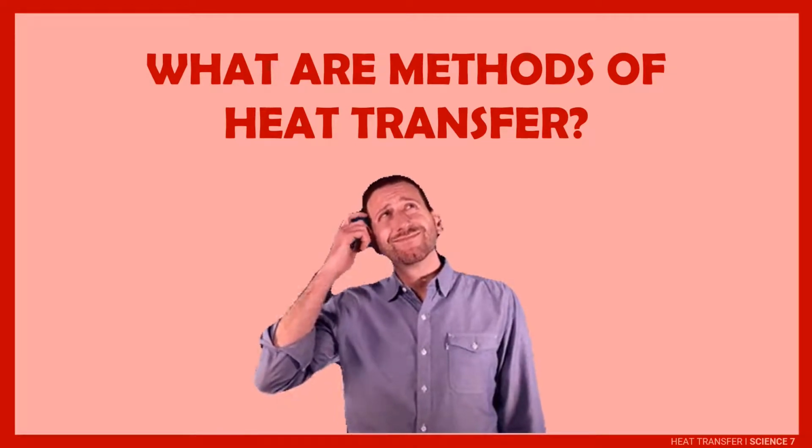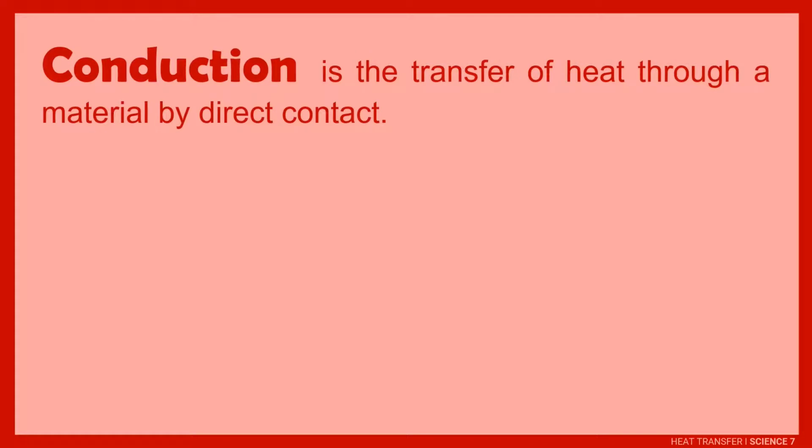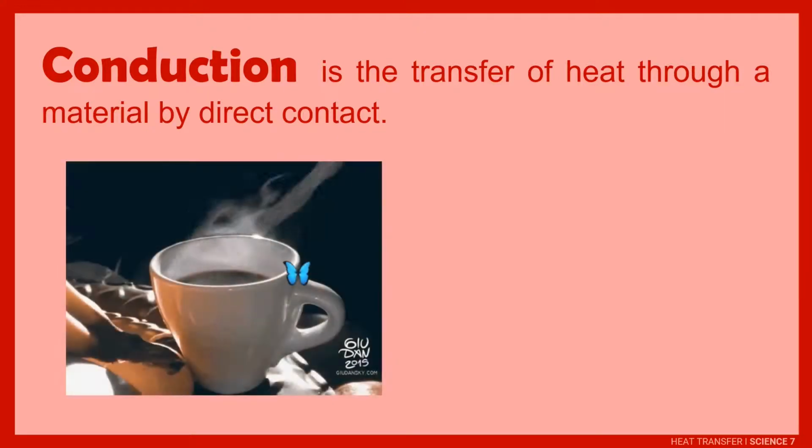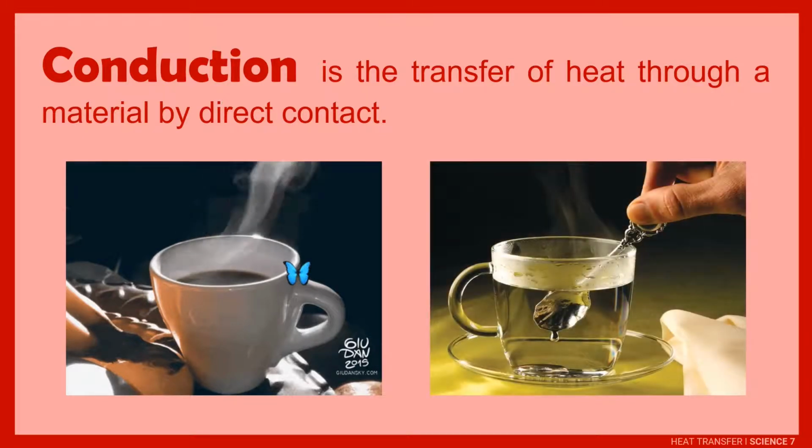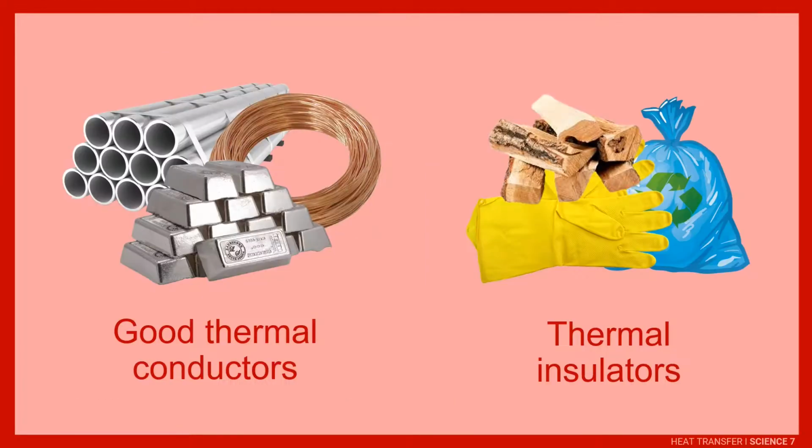The first one is conduction, a mode in which materials should be in direct contact for the transfer of heat to occur. Some examples are leaving a hot coffee in a mug. After some time, the mug becomes hot too, and the metal spoon becomes hot due to the high temperature of the water in which it is submerged. Here are some examples of good thermal conductors and thermal insulators.